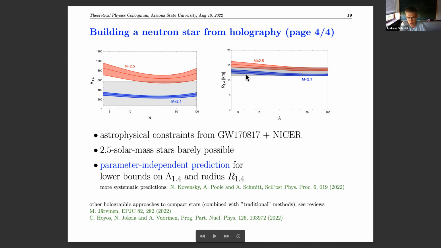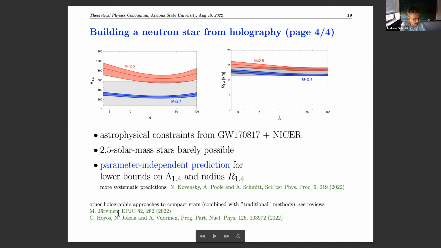I put the radius also here. I guess let's just say the blue band is also in agreement with the observations. If you want to look at a more systematic evaluation of this, where we also really extracted some numbers, check out these proceedings here, where we included all the known NICER results. So NICER is the detector with which the radius has been inferred.